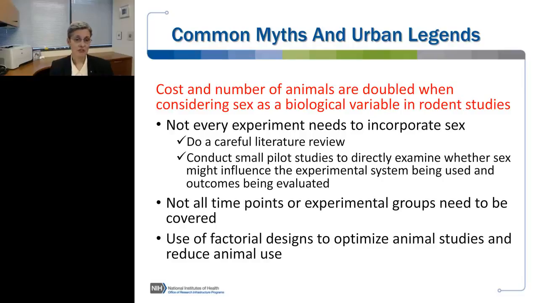It may be necessary, if there's not much in the literature to guide you, to conduct small pilot studies to directly examine whether or not sex might influence the experimental system being used and the outcomes you are evaluating. Not all time points or experimental groups need to be covered when thinking about sex as a biological variable in your experimental design. And you can use things such as factorial design to optimize your animal studies and reduce animal use when you're looking at sex and other variables in your experimental design.